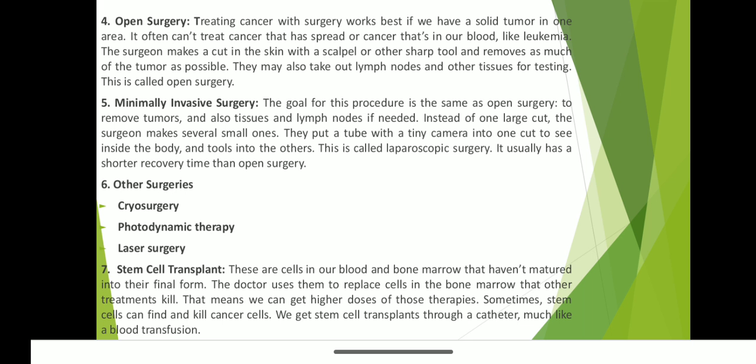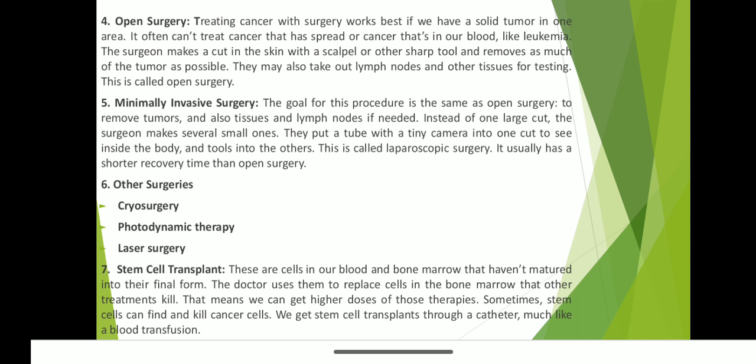There are a few other kinds of surgeries that are practiced in treating cancer. Those are cryosurgery. Here, very cold nitrogen or argon gas is used to freeze off the abnormal tissue. It can treat some early skin cancers, retinoblastoma, and precancerous spots on our skin or cervix.